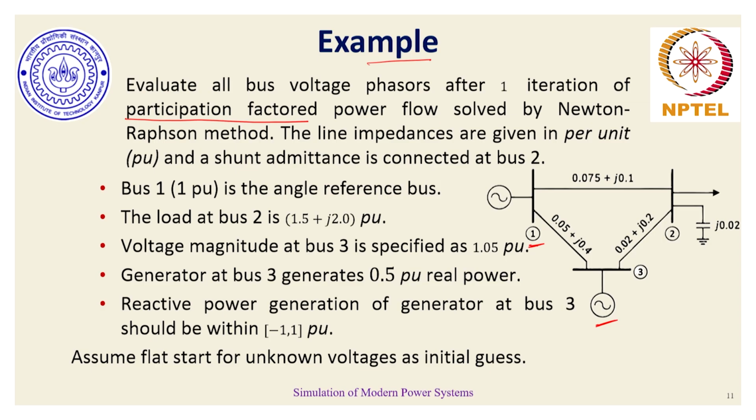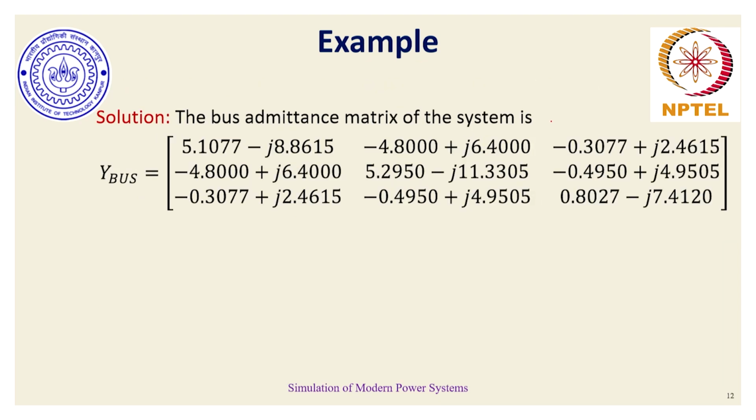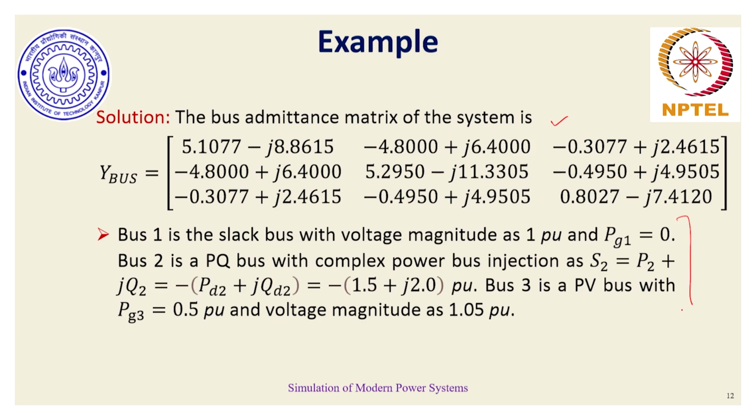Given that the network remains the same, the line impedances are the same, and the shunt admittance remains the same. So, Y bus is exactly the same as we saw in the previous example of Newton-Raphson application for voltage phasors in rectangular coordinates. The specification sheet is also the same. The difference here is that for PG1, no value has been specified. So, I can easily assume PG1 to be 0.